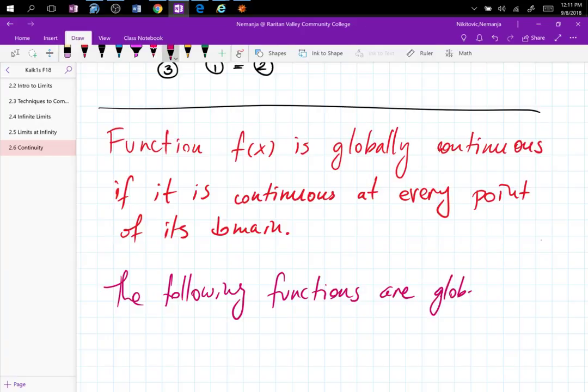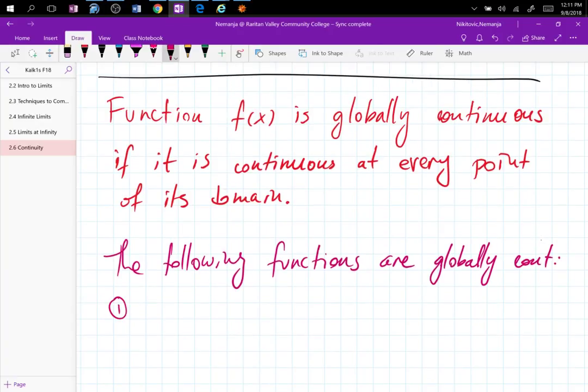Are globally continuous. Number one, polynomials. Guys, this involves a lot. Constant function, like f of x equals 5, which is the horizontal line, is in there. Linear line, y equals mx plus b, is in there. Quadratic and cubic and anything that you can think of, x to the 7 minus 13x, it's in there, right? So polynomials, all polynomials across the board are continuous globally, which means everywhere between negative infinity and infinity.